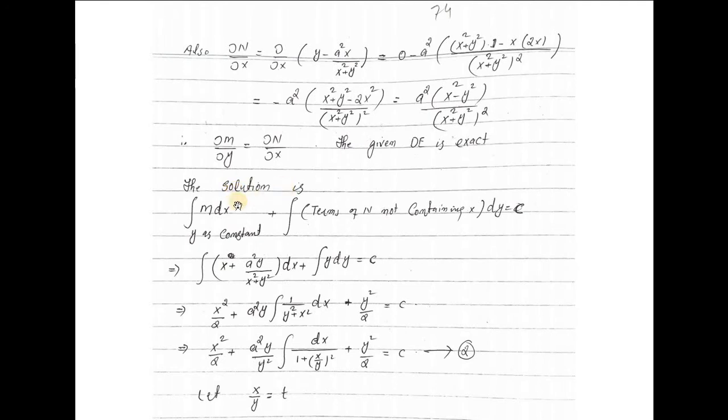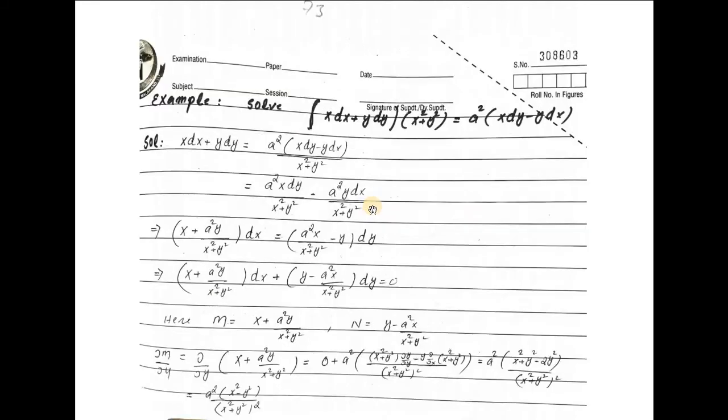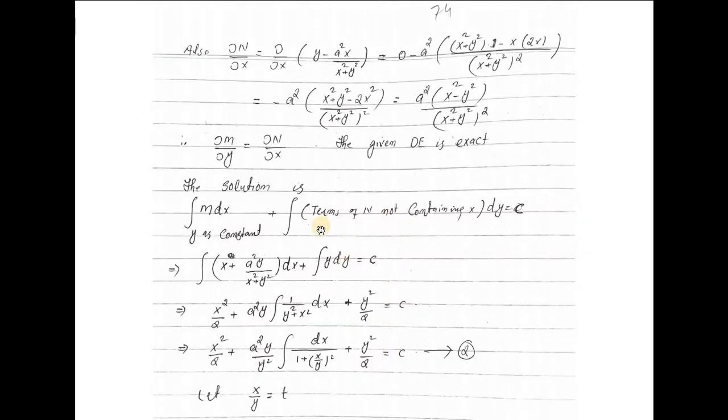Now the general solution is the integral of m, where y is constant, plus the integral of terms of n not containing x, dy, is equal to c. Putting in the value, this is the value of m, and we take those terms of n which do not have x. So we ignore the second term and take the first term because it is free of x. The term of n free of x is y.